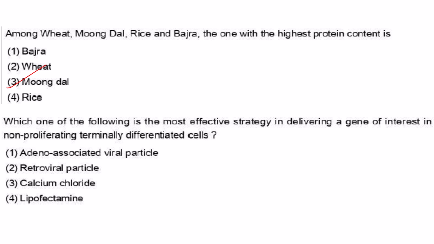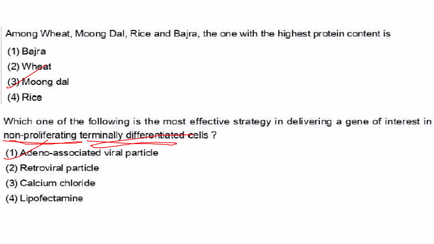Then next one. Which one of the following is the most effective strategy in delivering a gene of interest in non-proliferating terminally differentiated cells? So it is adeno-associated viral particles and it can deliver genes to, as they have mentioned in the question, non-proliferating and terminally differentiated cells. Examples include neurons, muscle cells, etc. So it is adeno-associated viral particles.